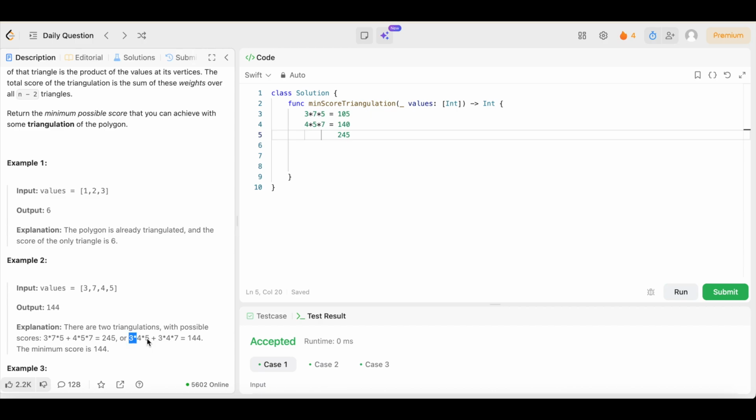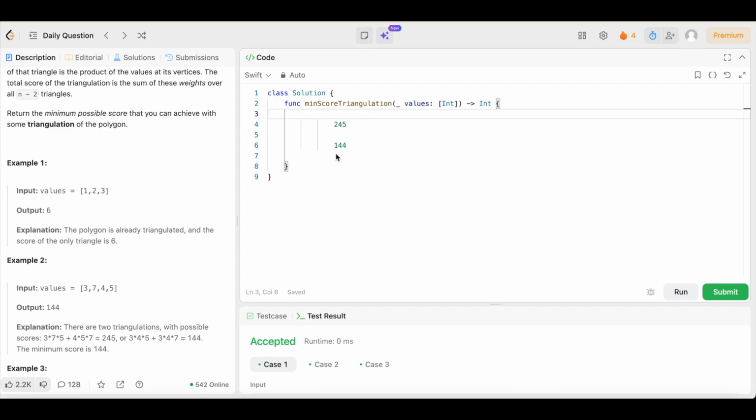Then we would do the same thing for this one. I'm not going to type it out, but in the end, when we add this plus this, we're going to get 144. So 144 is less than 245. We get rid of this because that's all we're worried about. Remember, we want the minimum possible score. So that's why our output is 144.